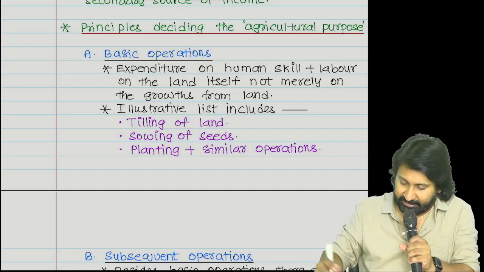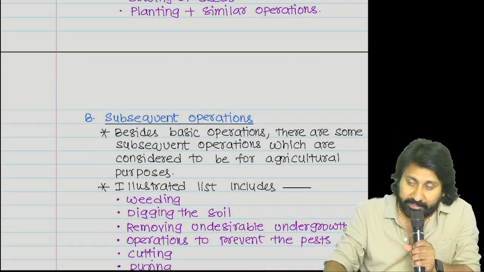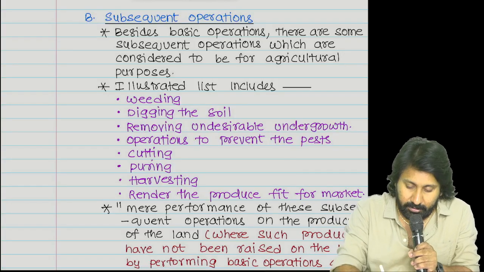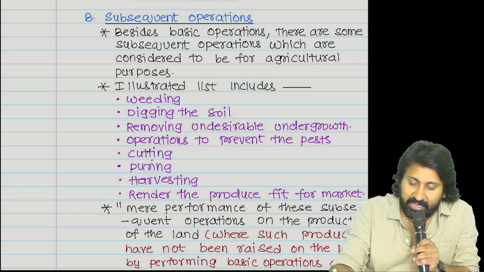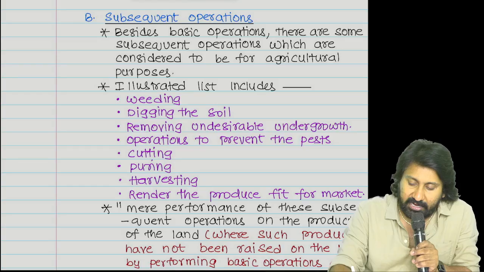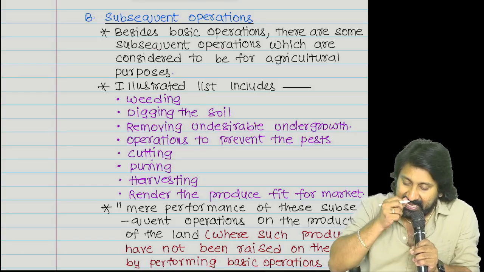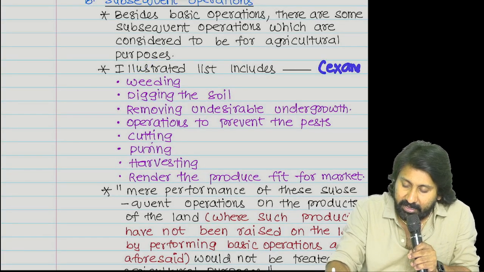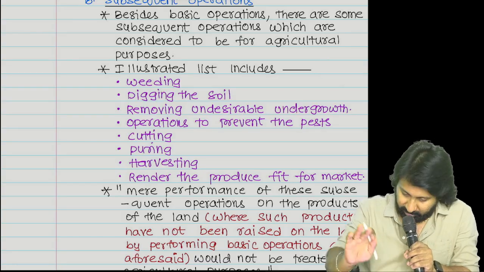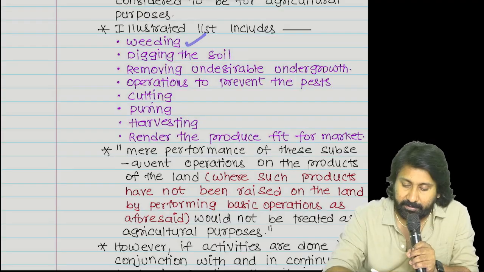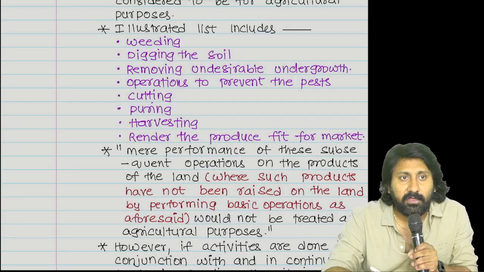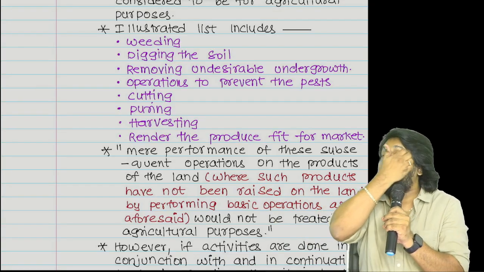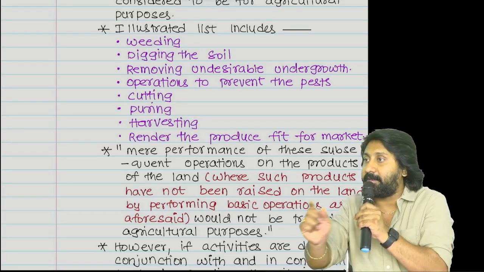Okay. Now, next. Not just basic operation, you should also do subsequent operations. Read: besides basic operations, there are some subsequent operations which are considered to be for agricultural purposes. It is an illustrated list. Whenever I say illustrated list, it means these are only some examples, not the only ones. What is the first one? Weeding. You know weed? Weed means unwanted plantations which disturb the real plant.